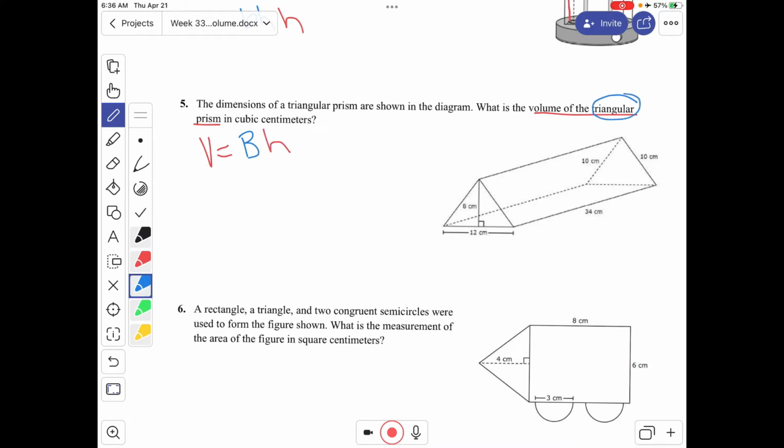And since the base is shaped like a triangle, we're going to need the formula for a triangle, which is 1/2 base times height, times the height of the prism. So remember, the letters in blue are the base. They need to use the base numbers. And the height of the prism is going to be the distance from one base to the other base.